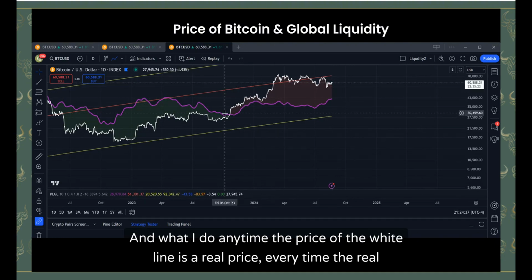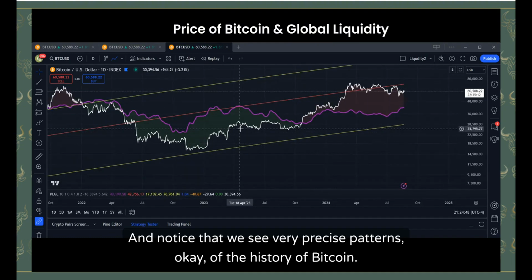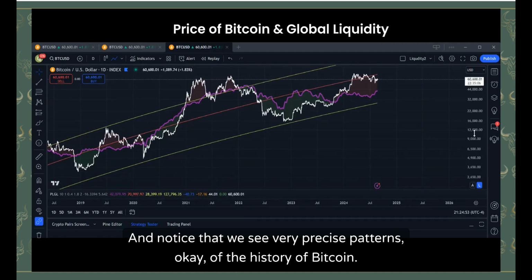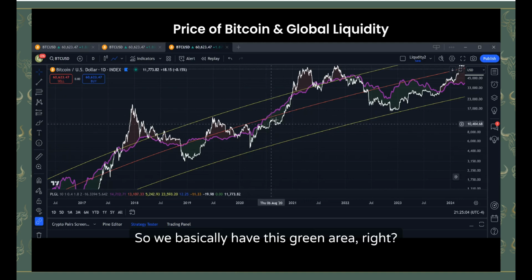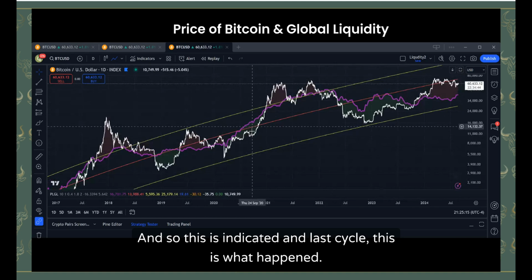And what I do is, the white line is the real price. Every time the real price is above the purple line, I shade the area in red, and vice versa. And notice that we see very precise patterns over the history of Bitcoin. It looks like every time we're ready for a bull market, the purple line is above the white line. So we basically have this green area, right? It makes sense because you cannot really start a bull market unless you have enough liquidity around. And so this is indicated.